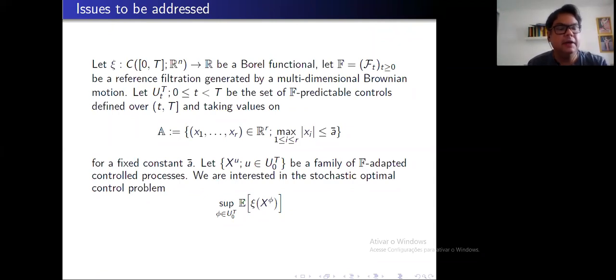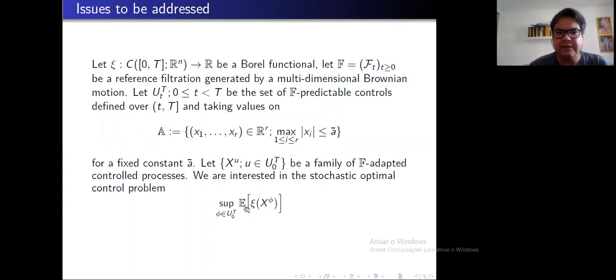So the basic question is the following. Let's consider psi, a Borel functional, whose domain is the set of continuous functions. And I consider F a filtration, which will be generated by a multidimensional Brownian motion. And I consider U as a set of controls, stochastic controls, taking values in a compact set in a multidimensional Euclidean space. And then I consider X a process, which has to be controlled by a family of processes belonging to capital U. And then we are interested in the following stochastic control problem.